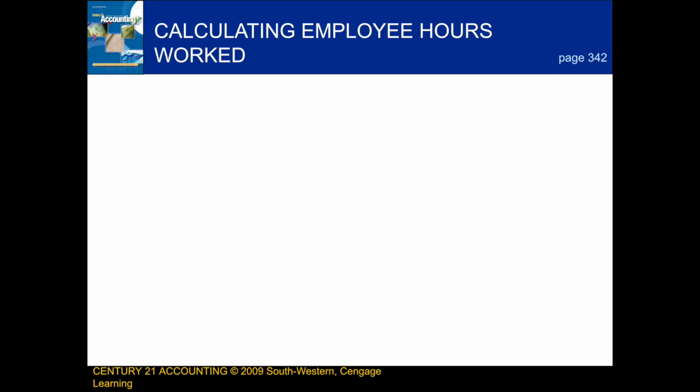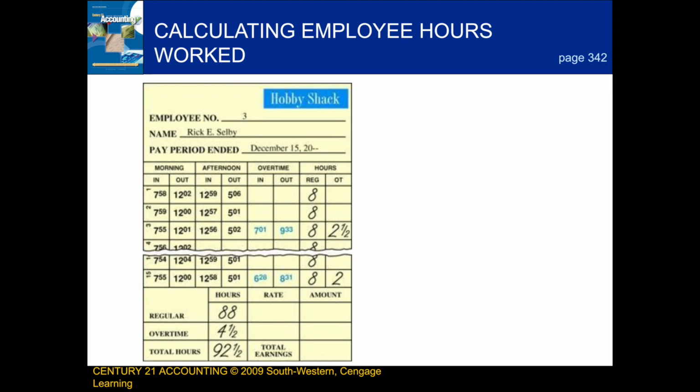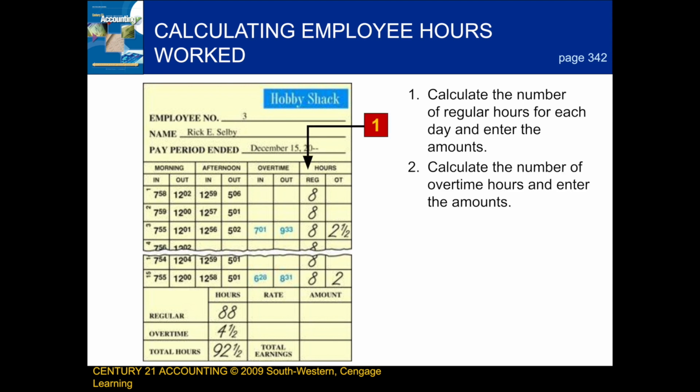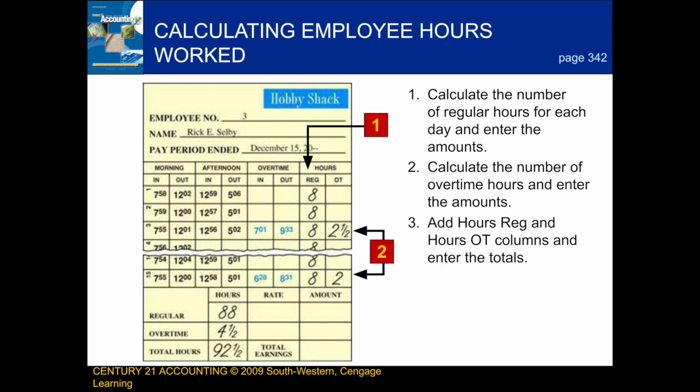Okay, next we're going to be talking about calculating an employee's hours worked. When we calculate an employee's hours worked, there are a few steps that we follow. First, we calculate the number of regular hours for each day, and then we enter the amounts. Next, we calculate the number of overtime hours, and then we enter the amounts. After that, we add the total regular and total overtime hours columns, and then we enter the totals. And finally, we add the hours column.